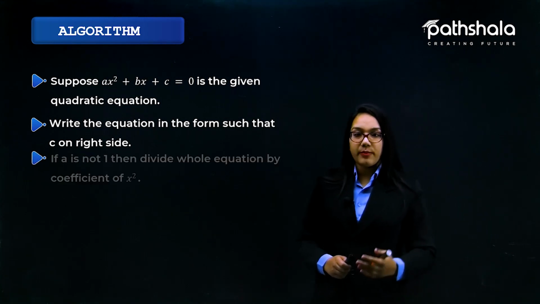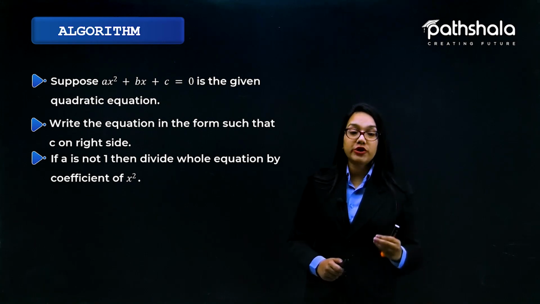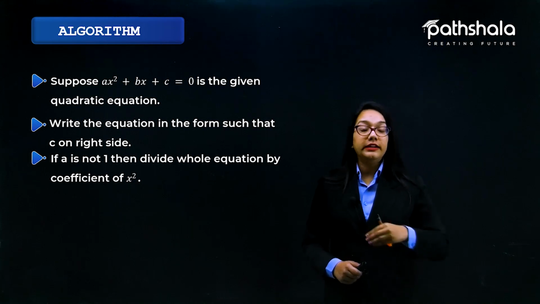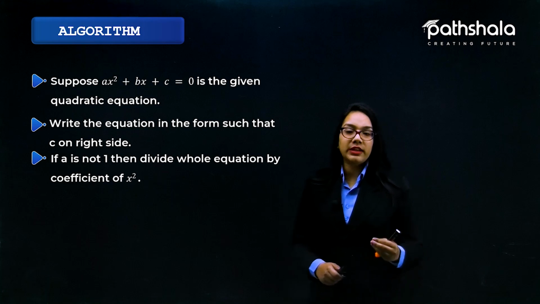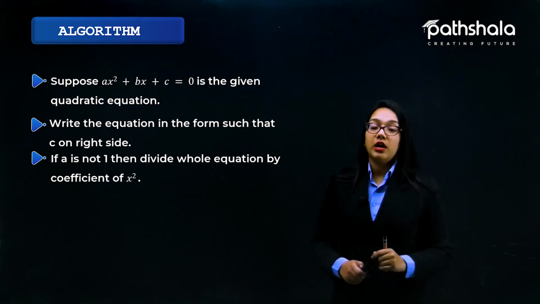The next step is, if a is not 1, meaning the coefficient of x square is not 1, then we have to make it 1 by dividing by that number a everywhere. So if a is not 1, divide the whole equation by the coefficient of x square, that is nothing but a.